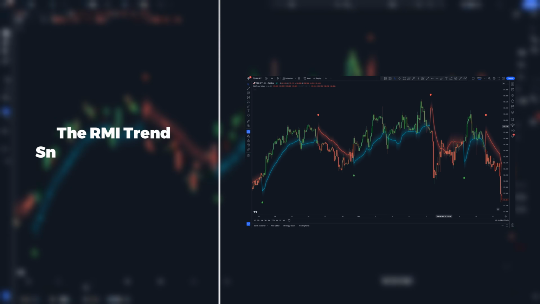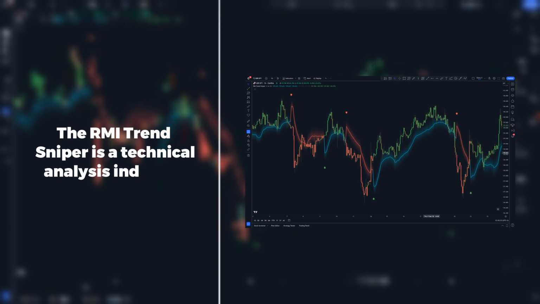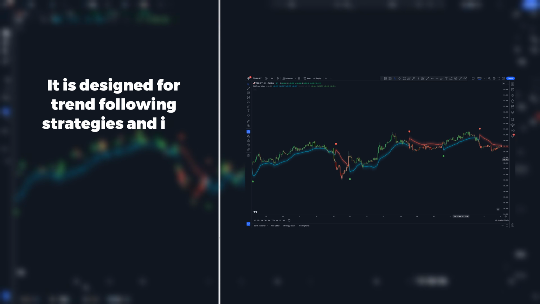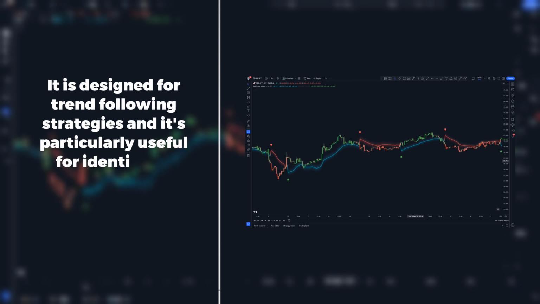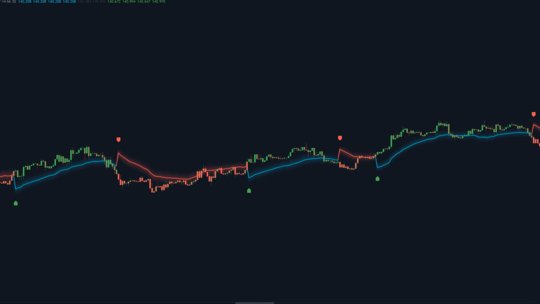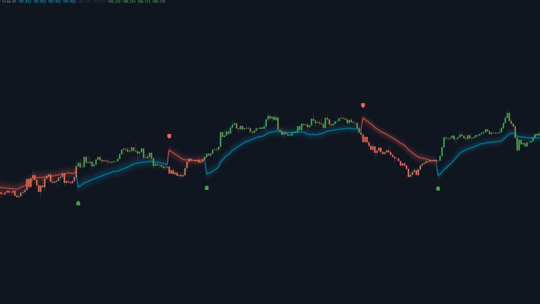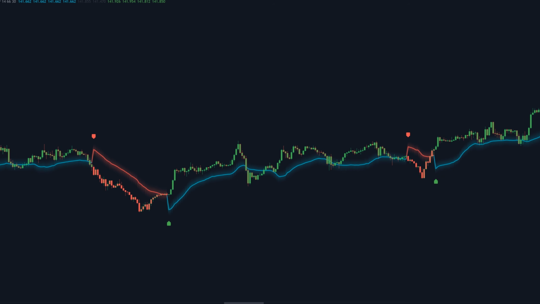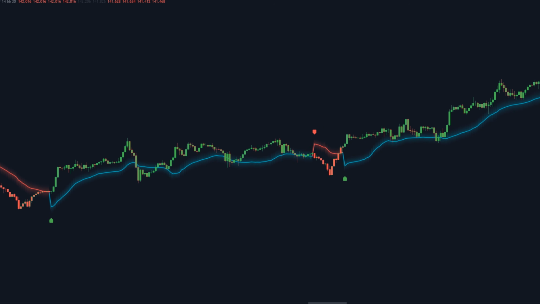The RMI Trend Sniper is a technical analysis indicator. It's designed for trend-following strategies, and it's particularly useful for identifying potential buy and sell signals in the market. This indicator integrates the elements from the Relative Strength Index and the Money Flow Index to offer a holistic view of market momentum and strength.